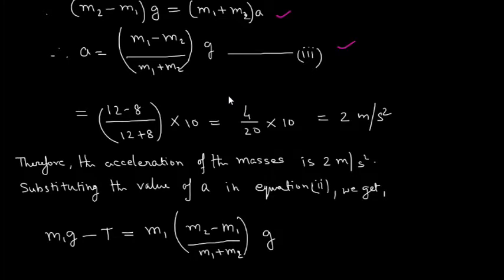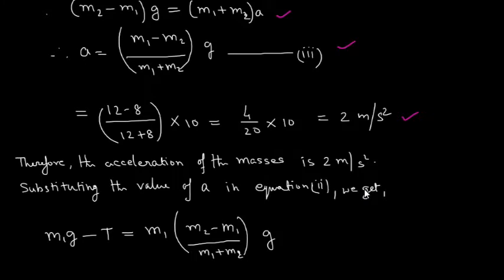is equal to 12 minus 8 upon 12 plus 8 into 10. Upon solving, we get 4 upon 20 into 10, that is 2 meter per second square. Therefore, the acceleration of the mass is 2 meter per second square.